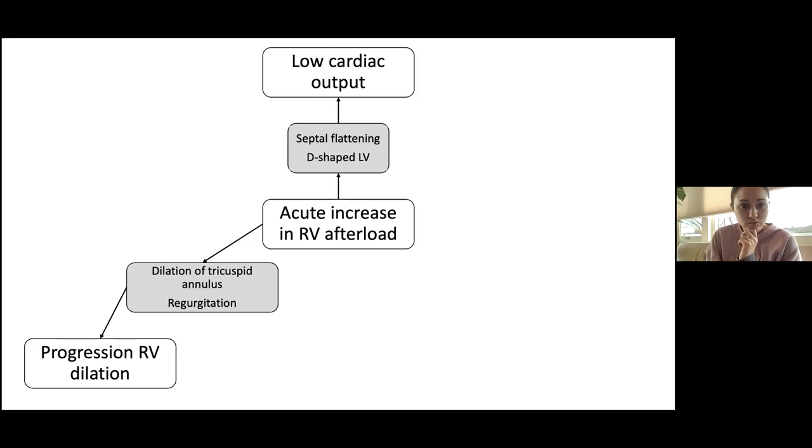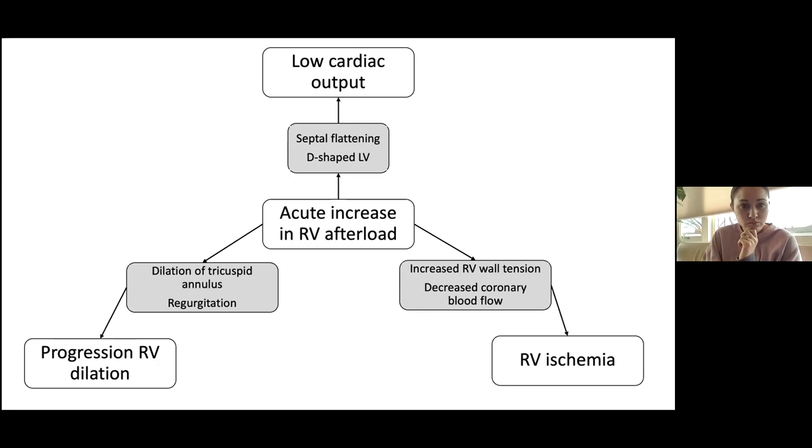In parallel, we have progressive RV dilation: dilation of the tricuspid annulus, functional tricuspid regurgitation, and that regurgitation results in persistent RV afterload or RV volume overload, resulting in even more dilation. And lastly, when the RV afterload is increased, there's an increase in the RV wall tension, resulting in decreased coronary blood flow and eventually RV ischemia.